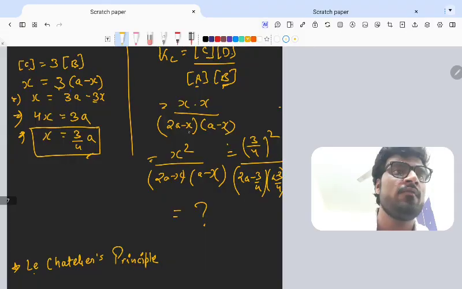You have to just solve the answer. We have the value of x. We have to just put this value here and we'll get the answer. 3 upon 4 of a.